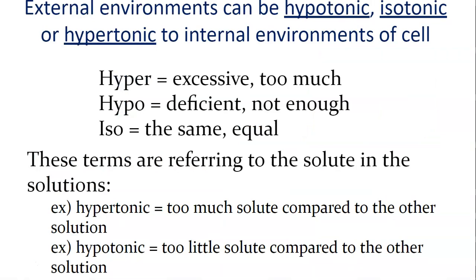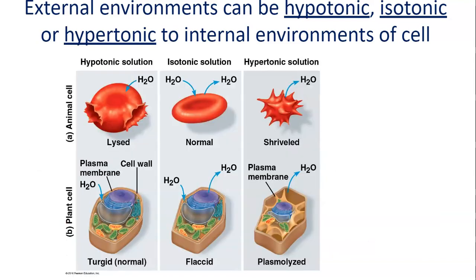This brings about a couple of vocab terms: hypotonic, isotonic, and hypertonic. Hyper means excessive or too much. So if something is hypertonic, you have too much solute, or more solute compared to whatever the other solution is. If it's hypotonic, that means you have too little solute. And iso means the same. So depending on if something is hyper or hypo, if the solute molecules are too big to move, then that dictates where water would move.